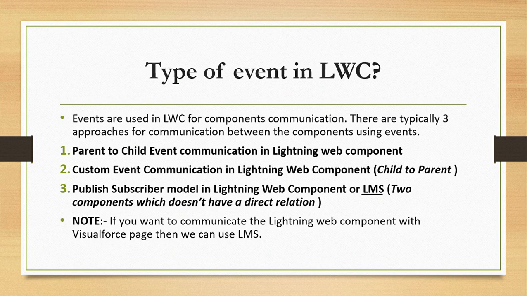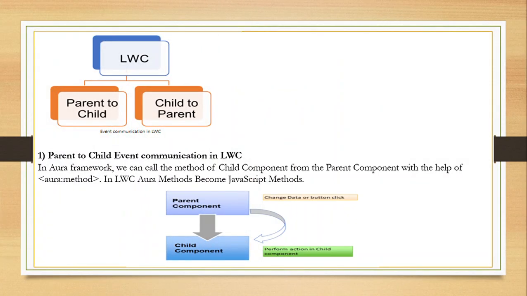Types of events in LWC. There are three types of events in LWC: parent to child event communication in Lightning Web Components, custom event communication from child to parent, and the publish-subscribe model in Lightning Web Components, or LMS. LMS is for two components which don't have a direct relation, meaning they are not in a hierarchy. So if we want to communicate between a Lightning Web Component and a Visualforce page, we can use LMS. Here LWC is divided into two parts: parent to child relationship and child to parent relationship.